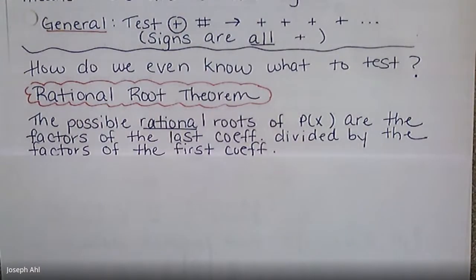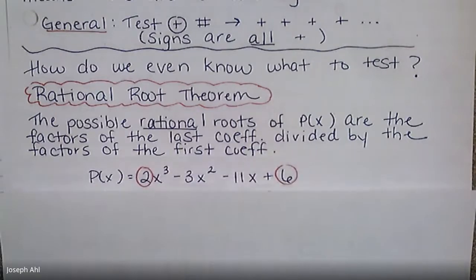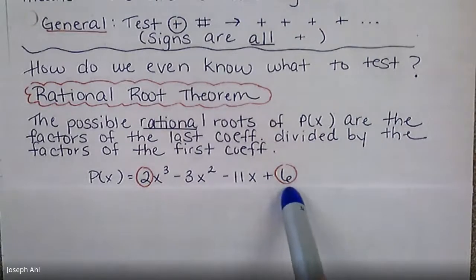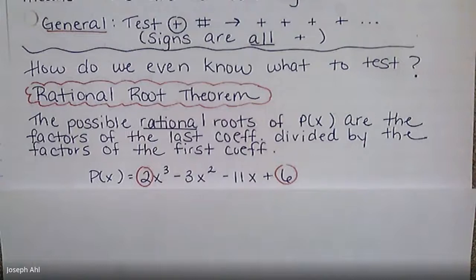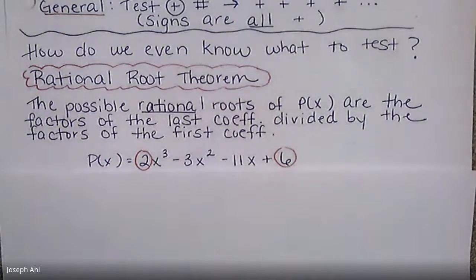And I'll show you what this looks like for the example that we looked at up above. So again, the possible rational roots that the polynomial could have are all the factors of the last coefficient divided by all the factors of the first coefficient. So let's take a look at what that looks like for the function p of x that we started today with. So 2x cubed minus 3x squared minus 11x plus 6. I'm going to take the factors of 6, and then I'm going to divide them by the factors of 2, and that's going to give me my list of roots that I would potentially test using synthetic division.